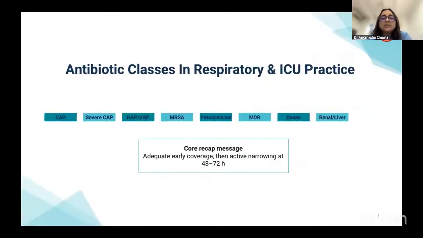After the biomarkers, let's look at the antibiotic classes in respiratory and ICU practice. Remember, adequate early coverage is the key, then active narrowing at 48 to 72 hours. So, we are going to look at antibiotics that are used in community acquired pneumonia, severe CAP, HAP/VAP infections, MRSA, Pseudomonas, MDR pathogens. Then we look at the doses and the renal and liver dose modifications.